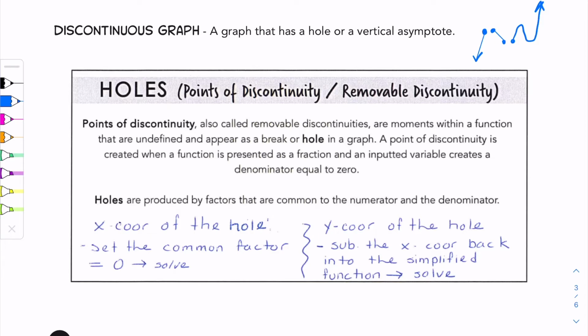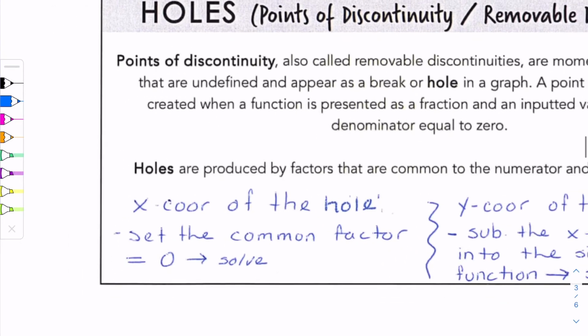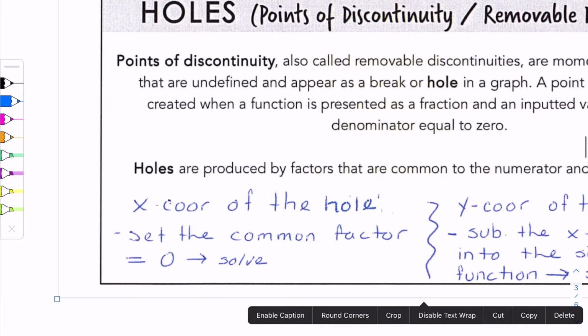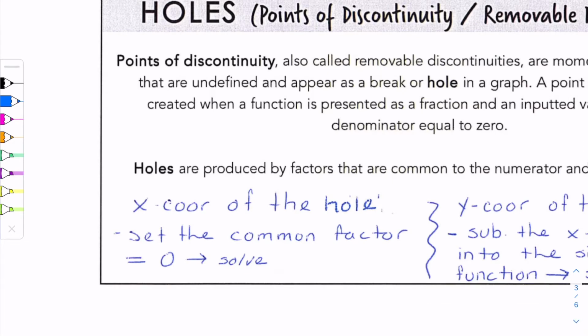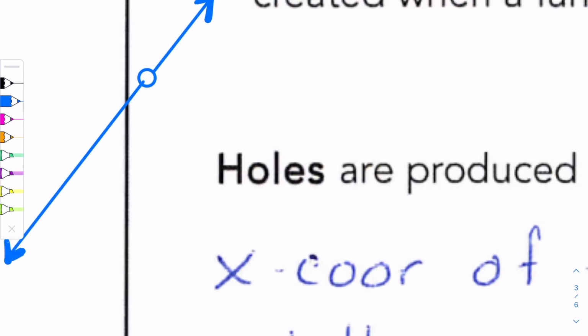Starting with holes. Holes are points of discontinuity or removable discontinuities. They're moments within a function that are undefined and appear as a break or a hole in the graph. When you're graphing them, they are graphed just like they sound. If I'm graphing this line, which appears to be a straight line with a hole in the graph, I stop graphing, I draw an open circle to indicate a hole, and then the line continues. So this right here is considered a hole.